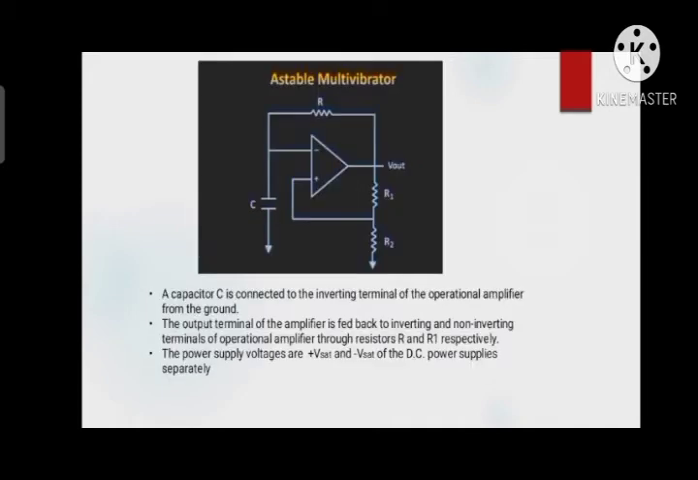Next, we are going to see the astable multivibrator. There is no input voltage applied to the astable multivibrator. A capacitor C is connected to the inverting terminal of the operational amplifier from the ground. The output terminal of the amplifier is fed back to the inverting and non-inverting terminals of the operational amplifier through resistors R and R1 respectively. We apply the power supply as plus V saturation and minus V saturation.